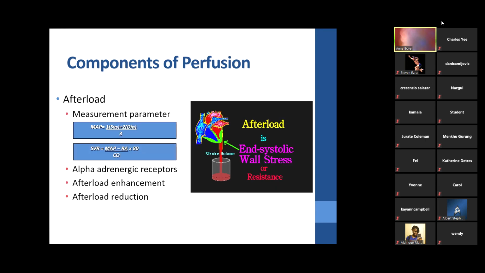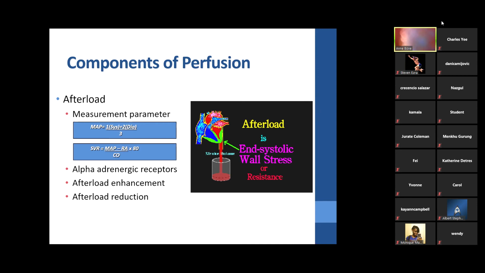And then the last component of perfusion is afterload. And afterload is the resistance that the left ventricle is going to pump against. So you see the formulas underneath there. I'm not going to hold you to know the formula, but I just want you to be aware of it at this point. So first of all, your mean arterial pressure is 1 times your systolic plus 2 times your diastolic divided by 3. Remember that you're in a diastole phase two-thirds of the time, a longer period of time than you are in systole.